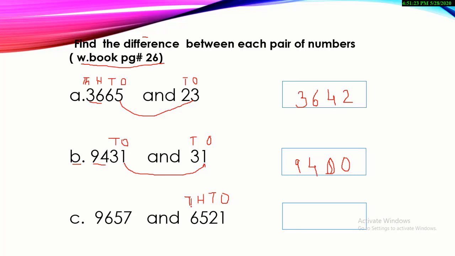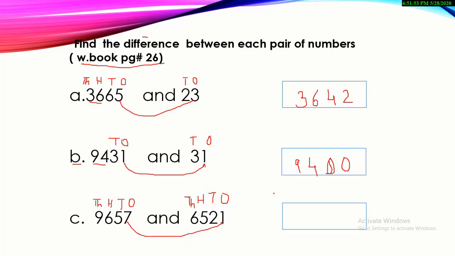Write it with me in your workbook: ones, tens, hundreds, thousands. Okay, let's do it. Now ones minus ones. Make sure you're not going to make the mistake of subtracting ones with hundreds and thousands. This will be the mistake and your question will be wrong.